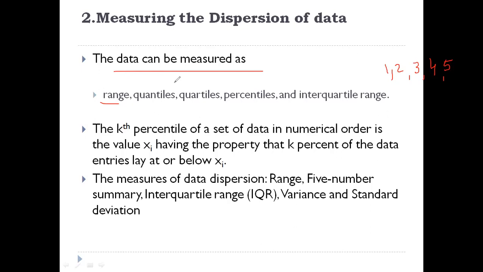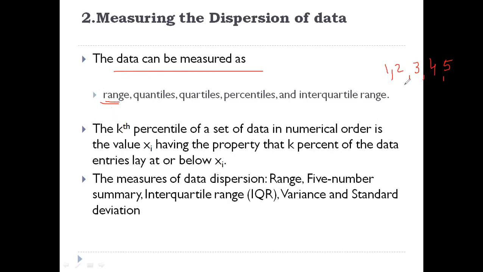Now coming to the second one, measuring the dispersion of data. The dispersion of data can be measured by using range, quantiles, quartiles, percentiles, and IQRs, which means interquartile ranges. Coming to the first one, range. So how do we calculate the range here? The range is the difference between the largest and smallest value within a given data set.